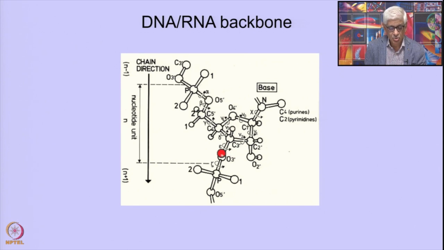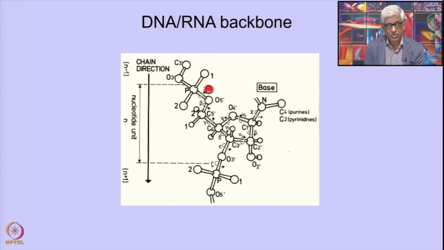Now you see there is an oxygen here. All of them have an oxygen, and this C3 prime attaches through the phosphate group to the 5 prime end of the next nucleotide, and this is the way the sequence goes on. One end is the 5 prime end, the other end is the 3 prime end. The chain goes in this direction, 5 prime end to 3 prime end. So one particular nucleotide unit, this is n, goes from one 5 prime end to the other 3 prime end.